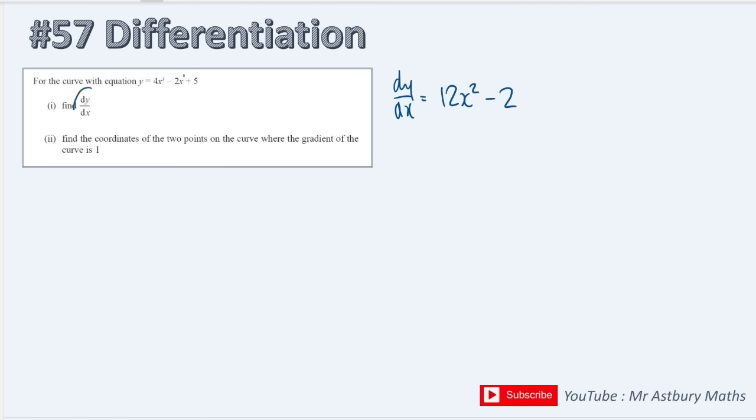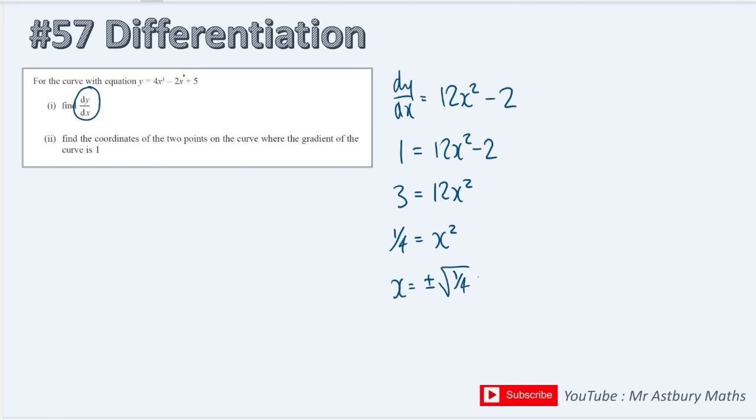Well, what is dy by dx? It is the gradient function. So essentially, dy by dx is the gradient. And we've been asked to set it equal to 1. So I say 1 is equal to 12x squared minus 2. I'll add 2 to both sides. I'll divide through by 12, which will give me a quarter, is equal to x squared. And then I will square root, so I'll get x is equal to plus or minus the square root of a quarter, which is equal to plus or minus a half.